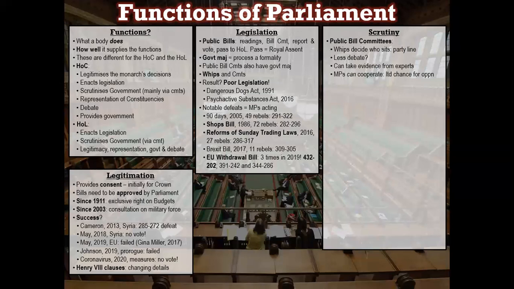It is possible that MPs can cooperate with one another, and that is a limited chance for the opposition to table amendments to laws before they go further and change them according to what they would like. Now, there are some examples of this taking place. The textbook doesn't list them, but you can talk about limited examples of it taking place throughout the years of Tony Blair, for example, and throughout the years of Margaret Thatcher even.